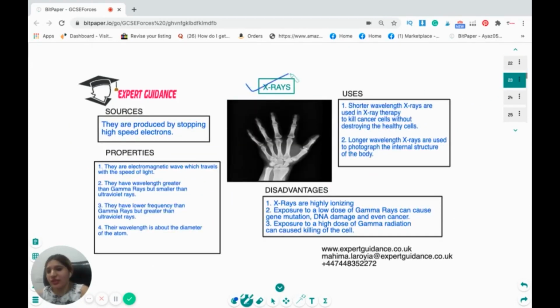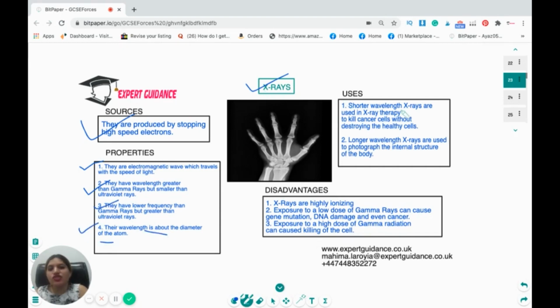The same thing goes for X-rays. They are produced by stopping high-speed electrons. They are electromagnetic waves which travel with the speed of light. They have a wavelength greater than gamma rays but smaller than ultraviolet rays, and a lower frequency than gamma rays but greater than ultraviolet rays. The wavelength is about the diameter of an atom.